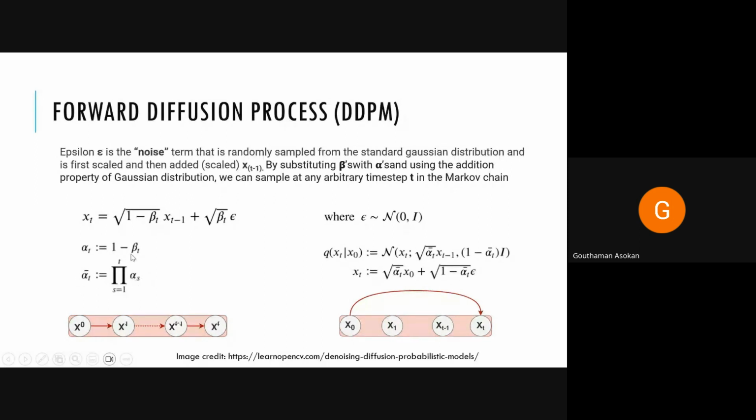So what they do is initialize 1 minus beta as alpha. Let's take, for example, x0, x1, x2, up to xt. They multiply all those parameters to get this alpha, and with this they are noising the image. So instead of going from x0 to x1, x1 to x2, they go directly from x0 to xt by this method.